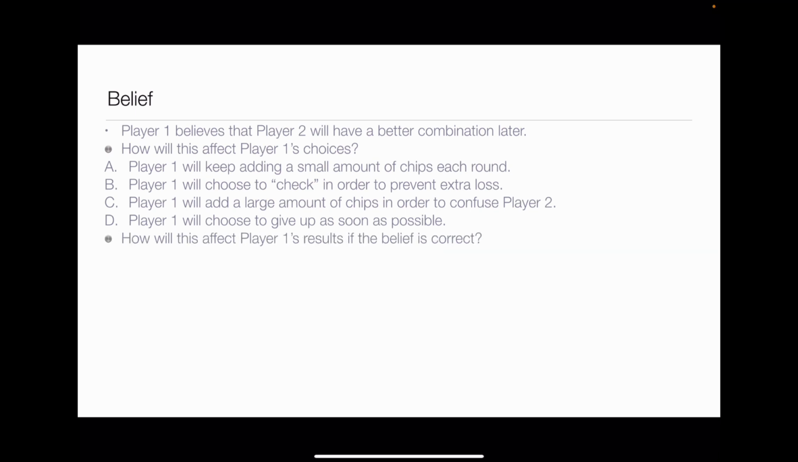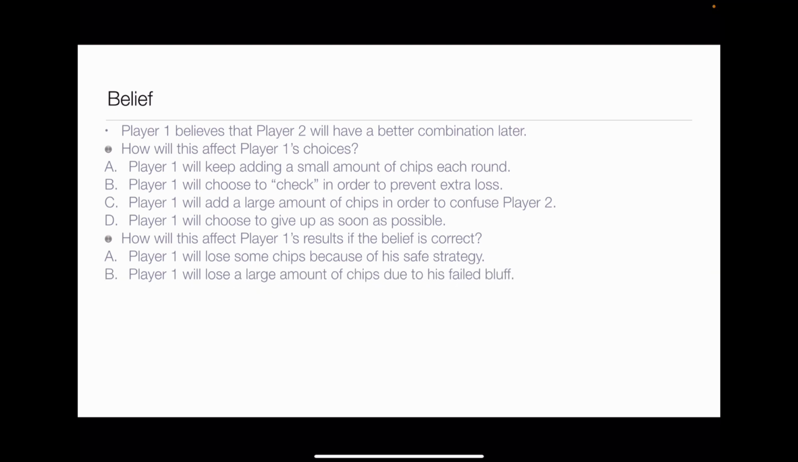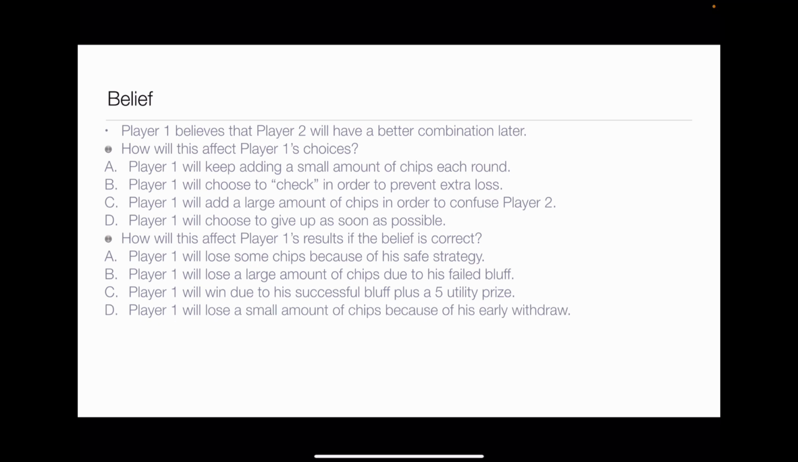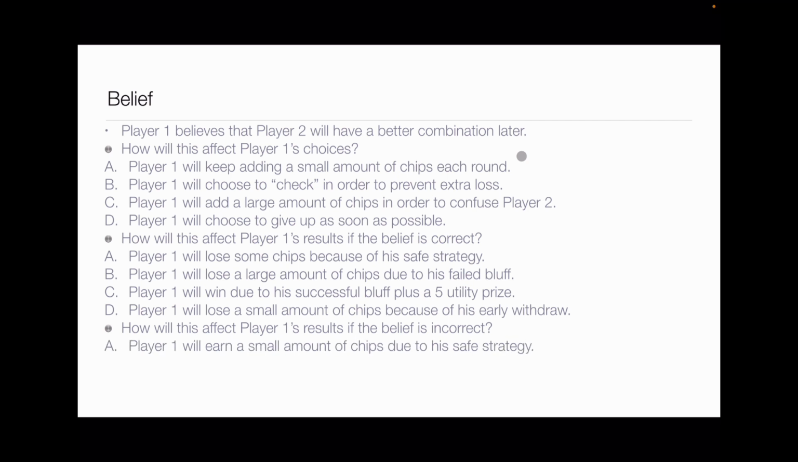If the belief is correct, player 1 will lose some chips because of his adding for each round. Player 1 may lose a large amount of chips due to his failed bluff, or player 1 may win due to his successful bluff plus a 5 utility prize. Player 1 may also lose a small amount of chips because of his early withdrawal.